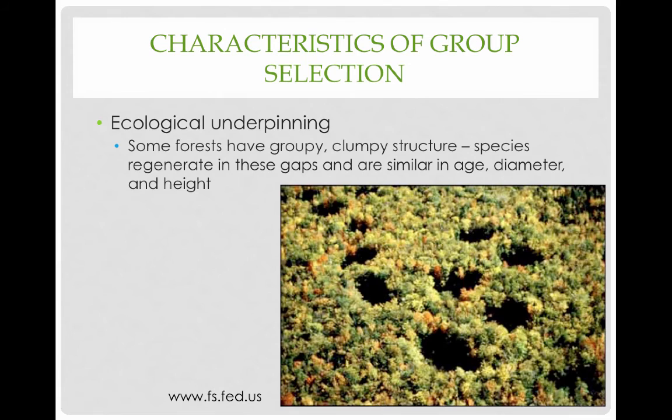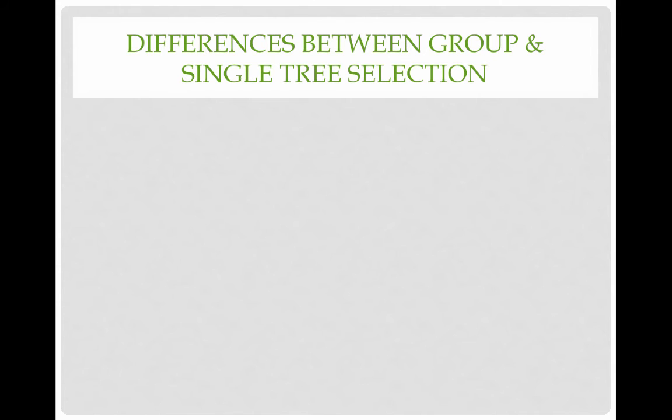So what are some differences between a group and single tree selection? Write down at least one difference between a group and single tree selection. Pause and write it down. As we unpause, what is a difference?